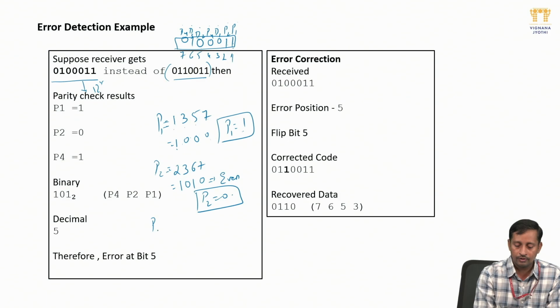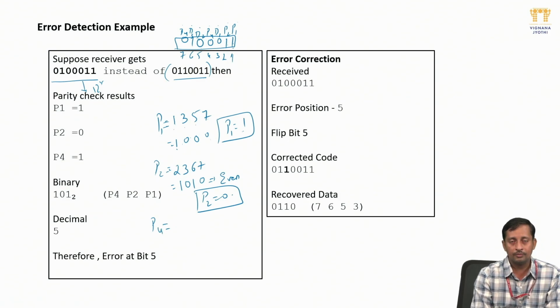Now similarly, find out P4. What are the positions? The positions are 4, 5, 6, 7. Should we go to the next number? No, because it's a 7 bit frame, so the maximum number is 7. Then write down the position values. In the fourth position we have 0. In the fifth position we have 0. In the sixth position we have 1. Seventh position is 0. How many ones are there? Only one, an odd number. So to make it even, the P4 value should be 1.